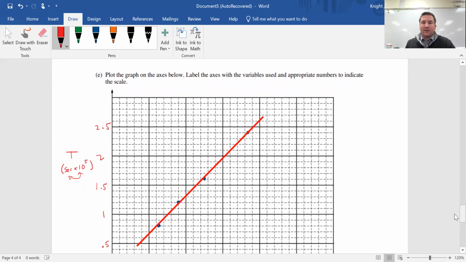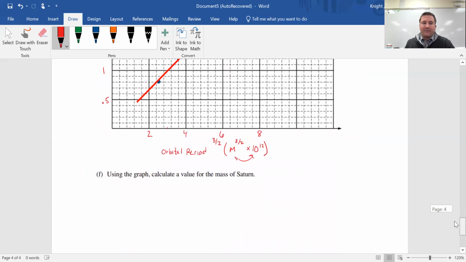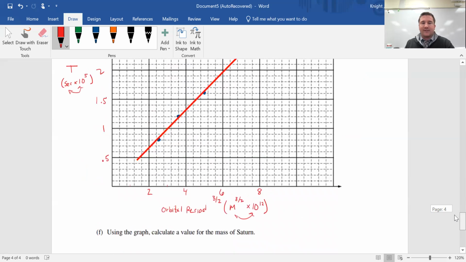Plot the graph on the axis, label the axis and appropriate numbers. Indicate the scale. I've got the scale, but this is period versus radius to the 3/2. All right. Should put a title on there. Use the graph, calculate the value for the mass of Saturn.